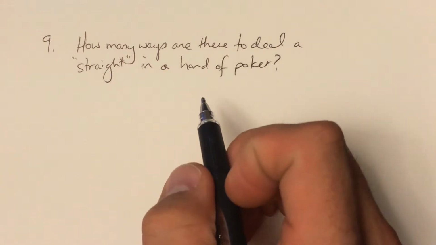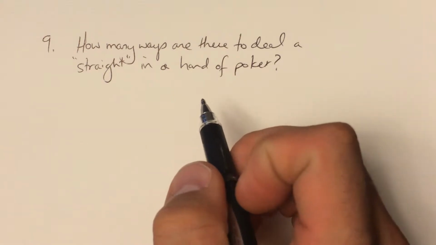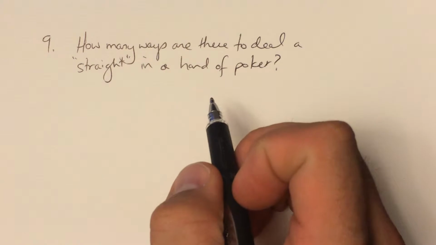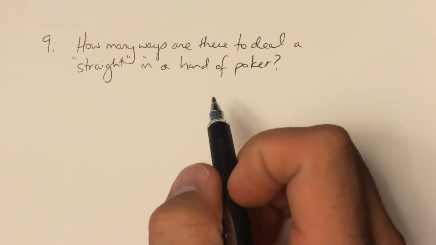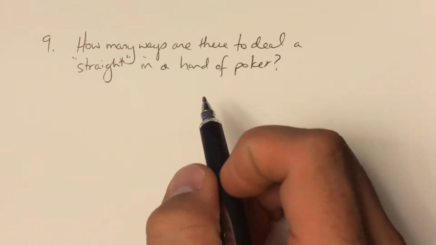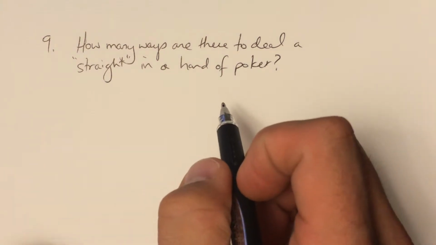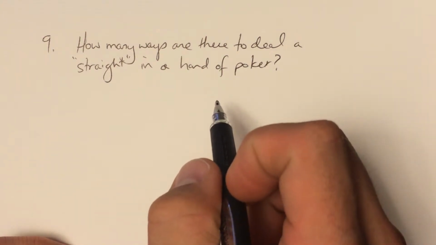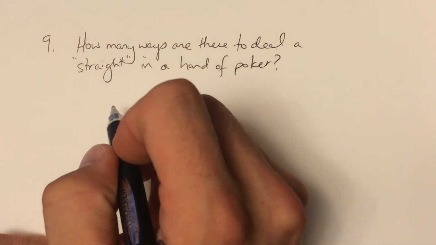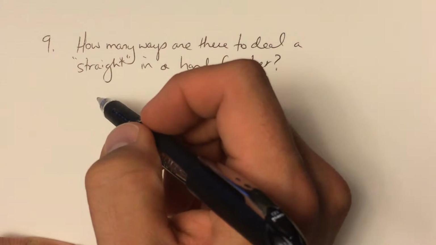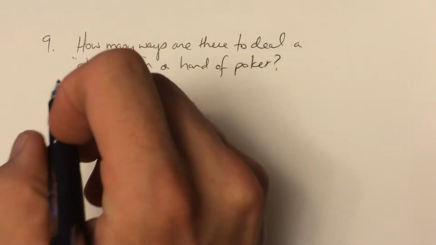There is some discussion, or it depends on the game, about whether the aces can be low or high or either, or whether you can wrap around. But in general, you can't wrap around, like queen, king, ace, 2, 3. That's usually not allowed. So I'm going to show you just one example where the aces have to be high. This is actually not all that difficult once you count out one part of this.